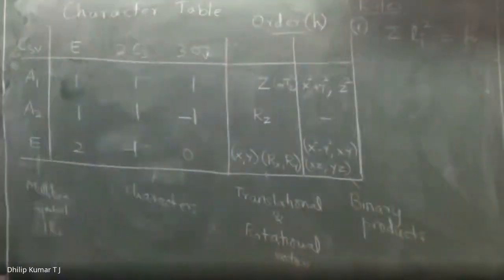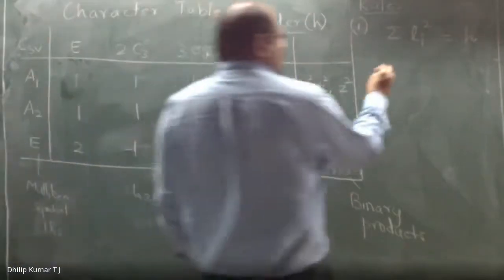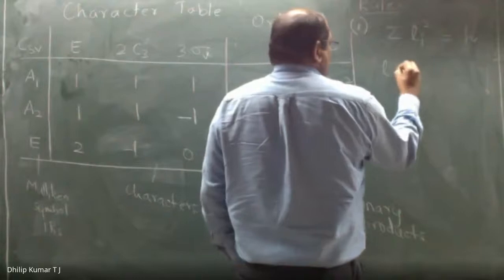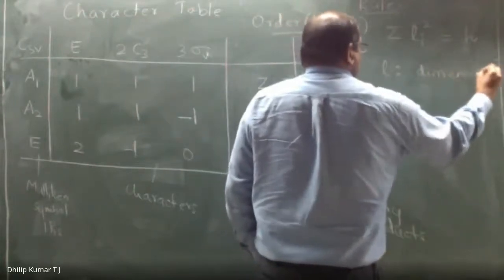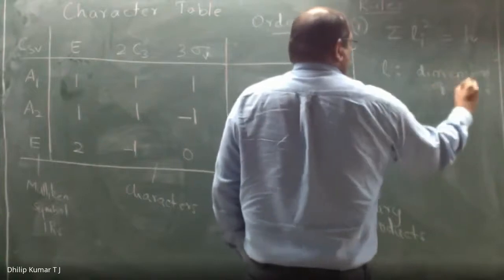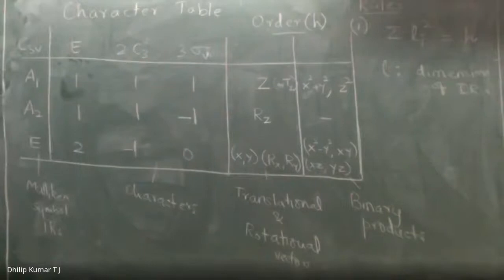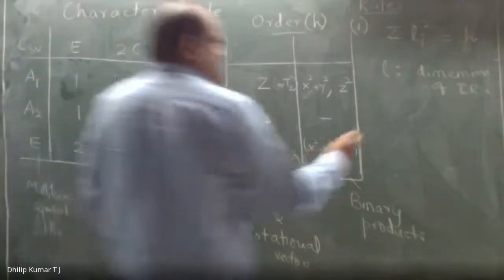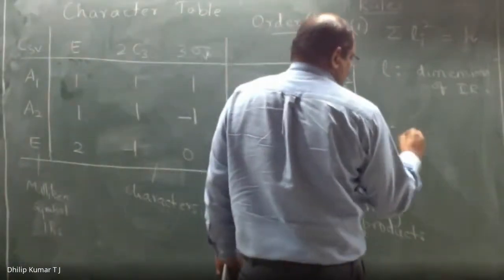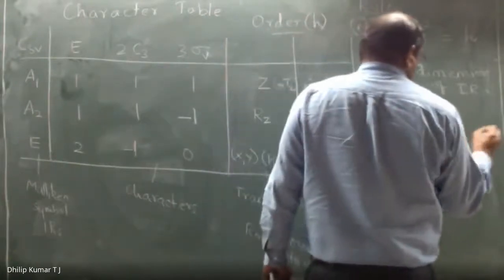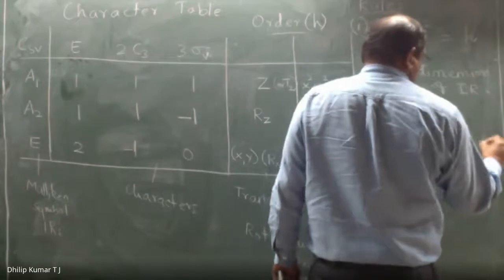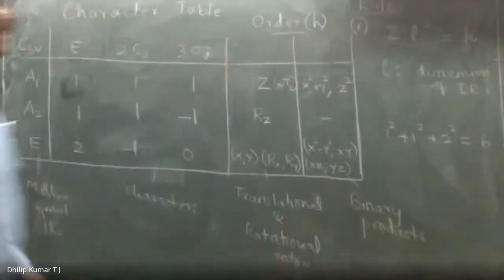So sum all the IR dimensions. Here l stands for the dimension of the IR. IR means irreducible representation. So in the C3v case it is 1 square plus 1 square plus 2 square. So it is 1 plus 1 plus 4, which is 6. So you get 6 in this case.